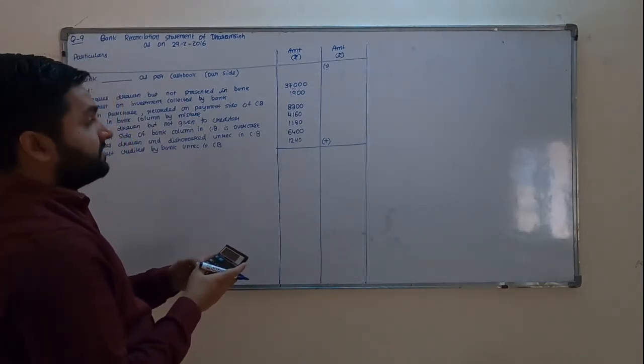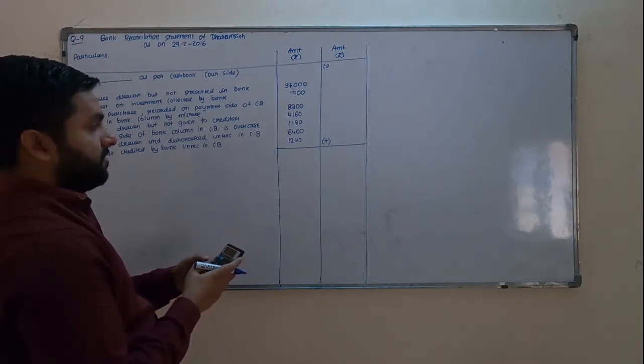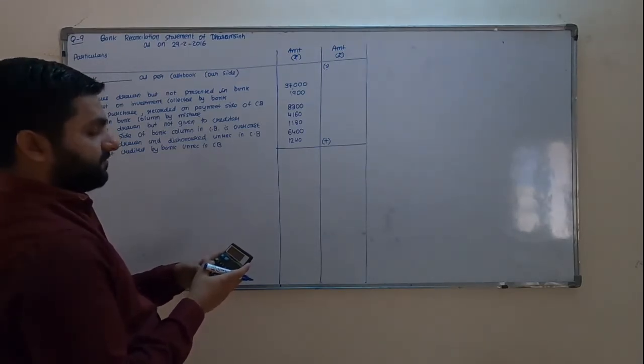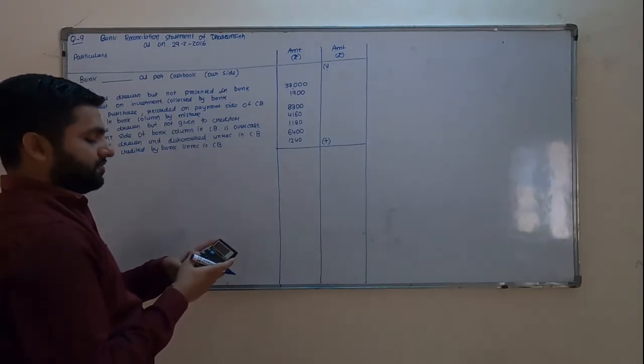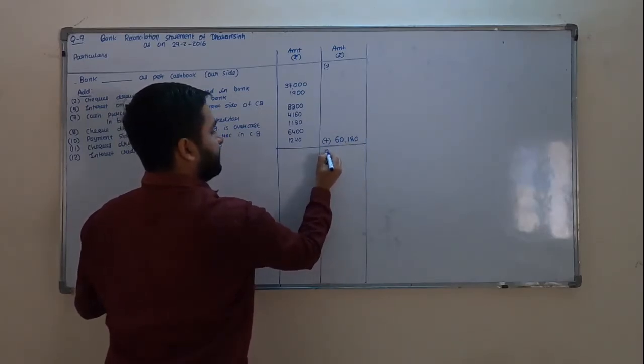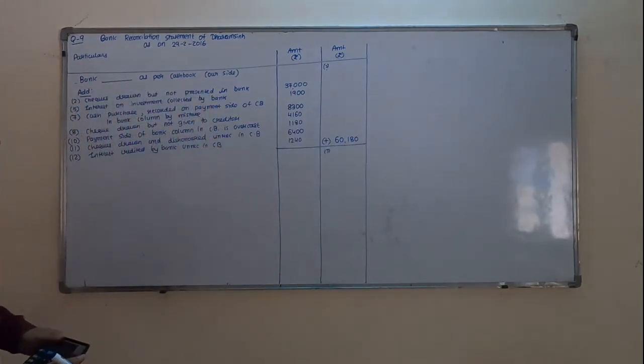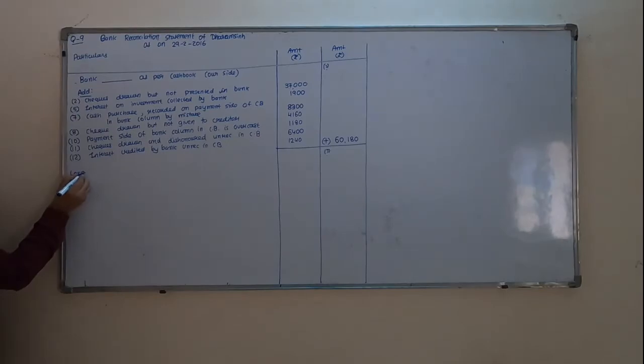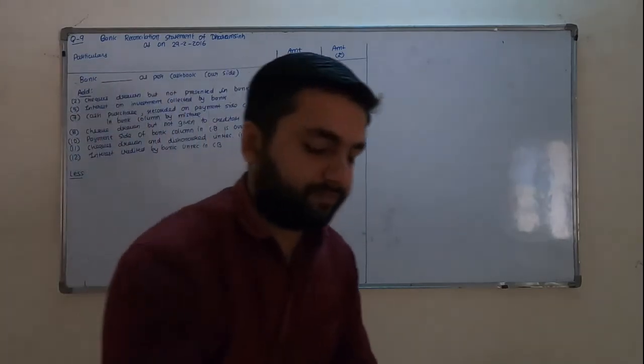37,000, 1,900, 8,300, 4160, 1180, 6400, 1240 is 60,180. But the total again here will be a question mark. Now we are seeing the transactions to subtract.